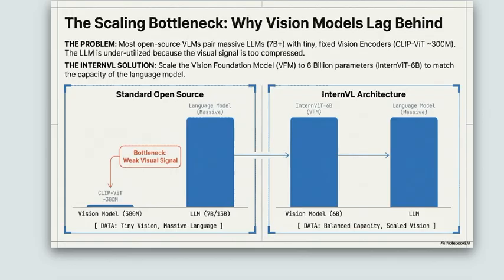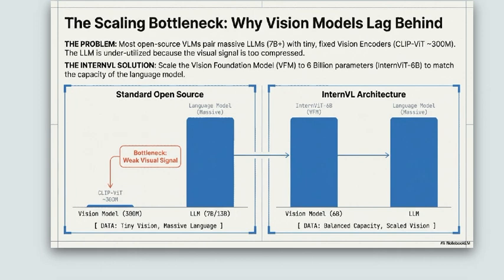By scaling the vision encoder to 6 billion parameters, the visual signal becomes just as rich, nuanced, and complex as the language processing. They connect this massive eye to the brain using a very simple connector. I noticed that they use an MLP projector. The source described it as lightweight. And that's a specific design philosophy. If your eye is massive and smart, and your brain is massive and smart, you don't need a complicated bridge. You just need a simple pipe.